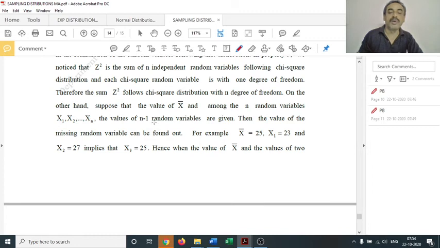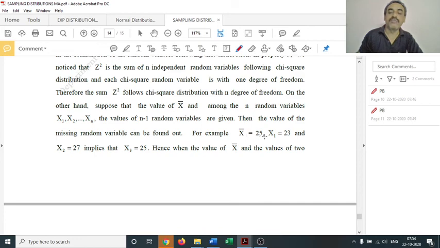Suppose the x bar value is known to us and we have three variables; we can freely choose only two variables as far as the value of x bar is known to us. That's given in this example. If x bar is 25, x1 is 23 and x2 is 27, then necessarily we should choose x3 as 25. Then only we will get x bar 25.